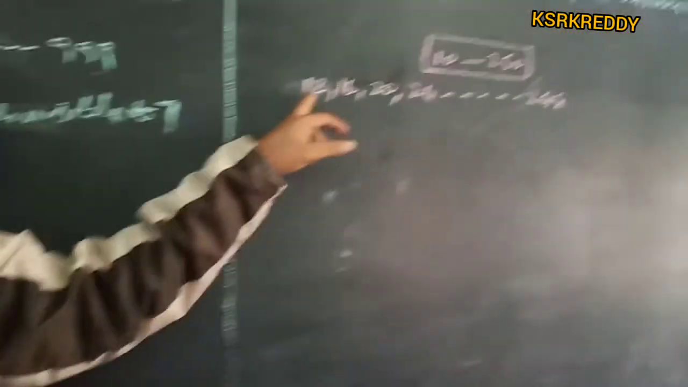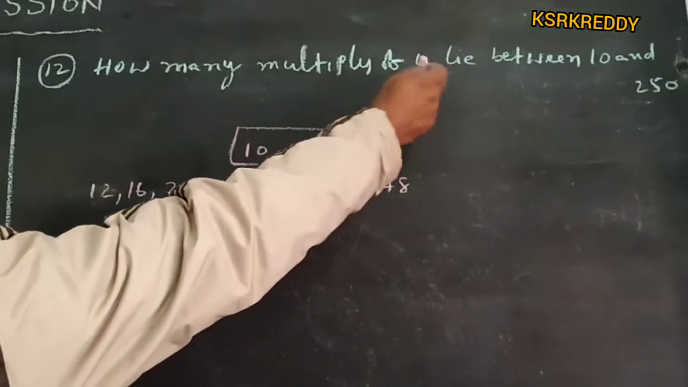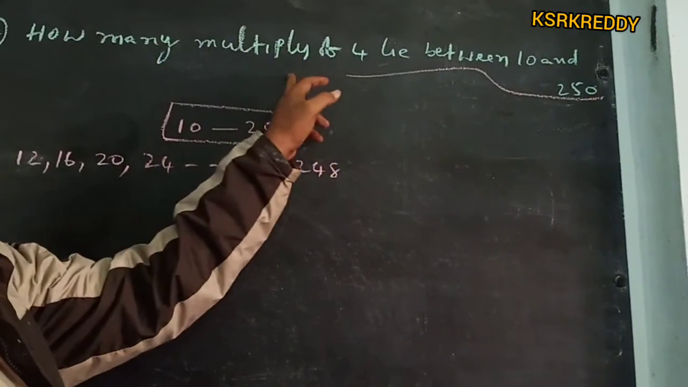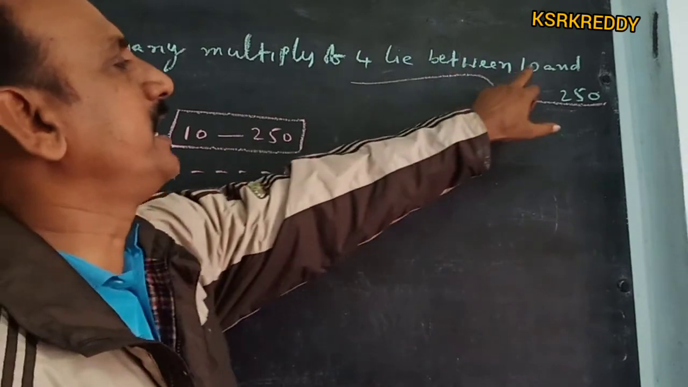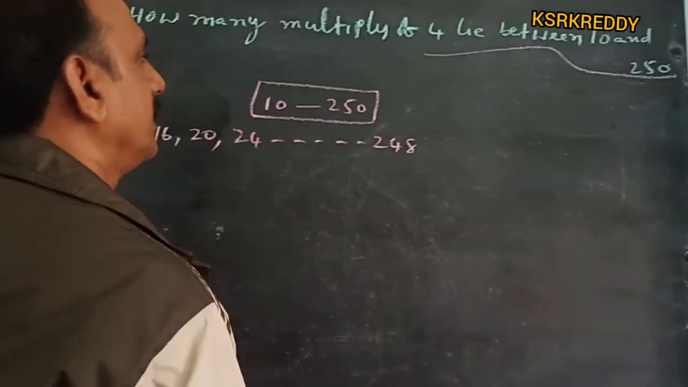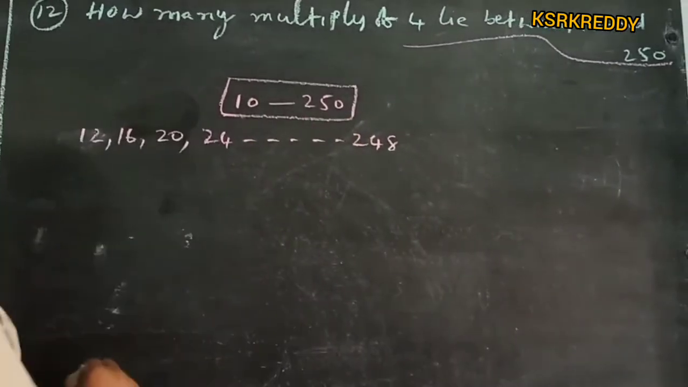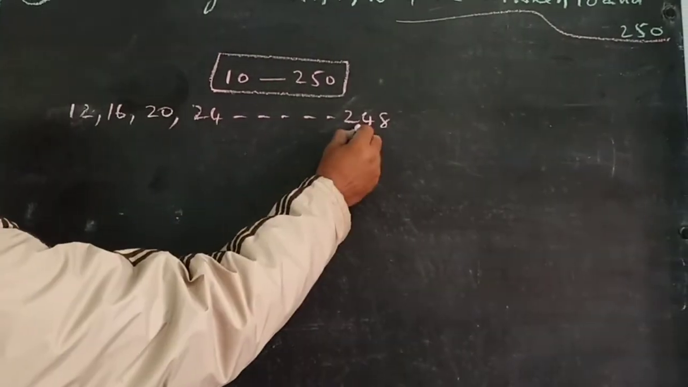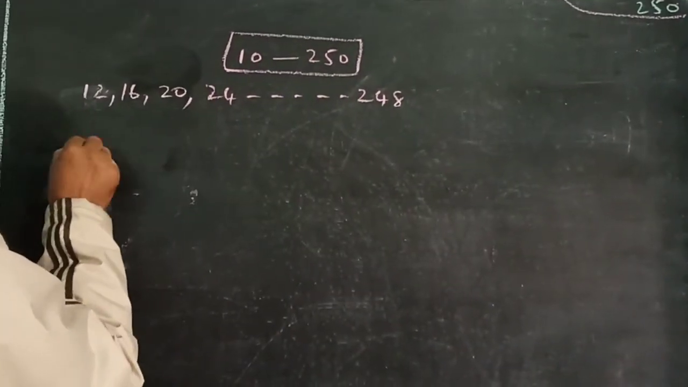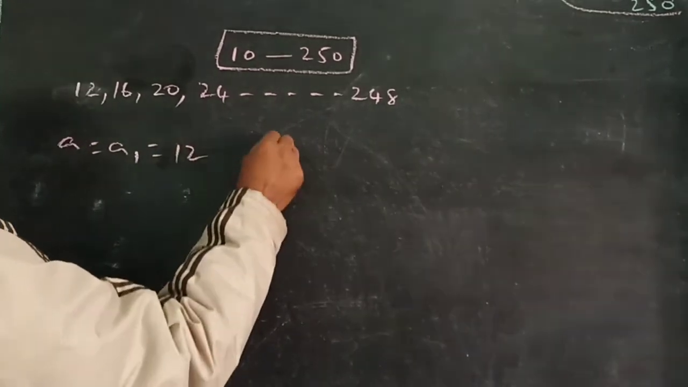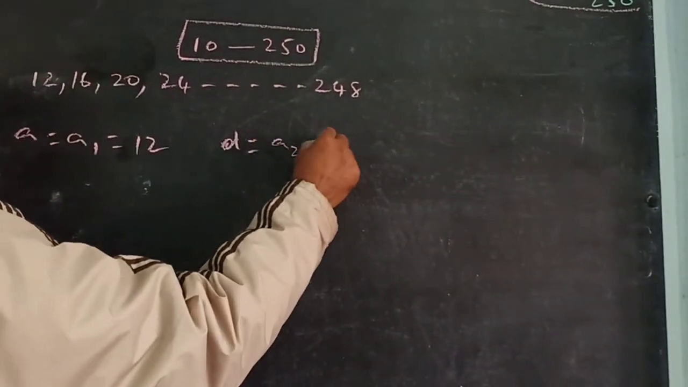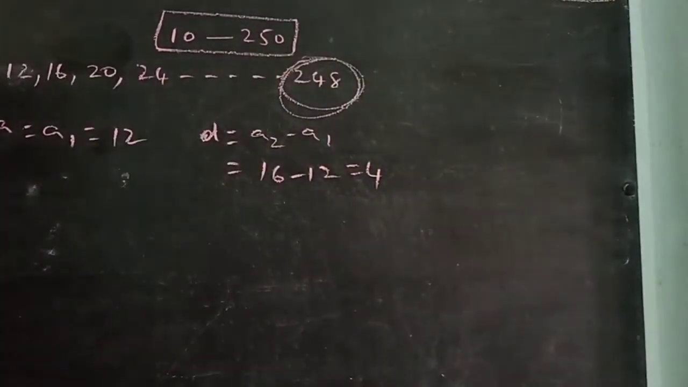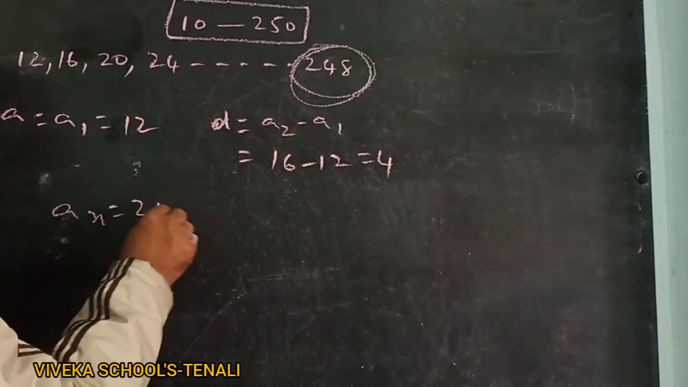And next, how many multiples of 4 lie between 10 and 250? Between 10 and 250, multiples of 4. What are the multiples of 4? 12, 16, 20, 24 and so on to 248. So A is equal to A1 is equal to 12. D is equal to A2 minus A1. That is equal to 16 minus 12, that is equal to 4. Then 248 is the nth term. So an is equal to 248.